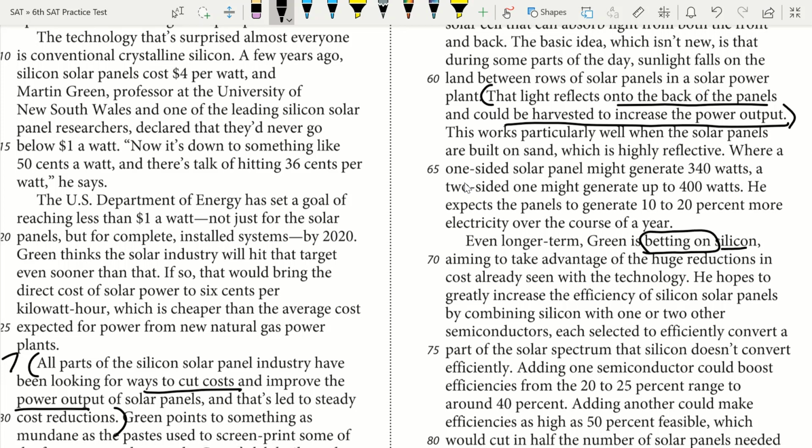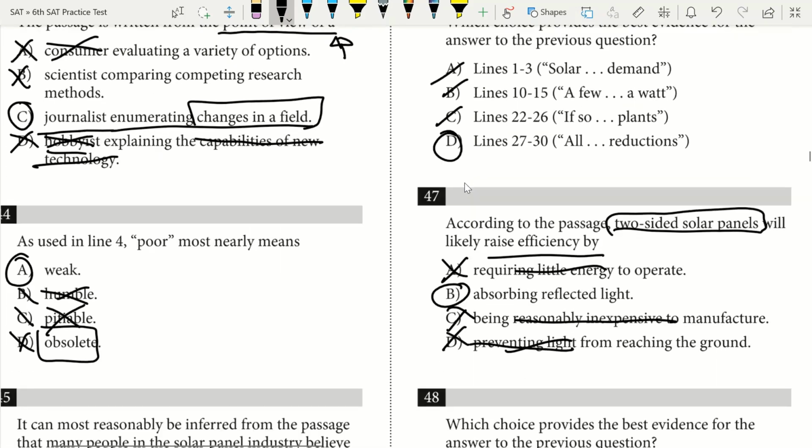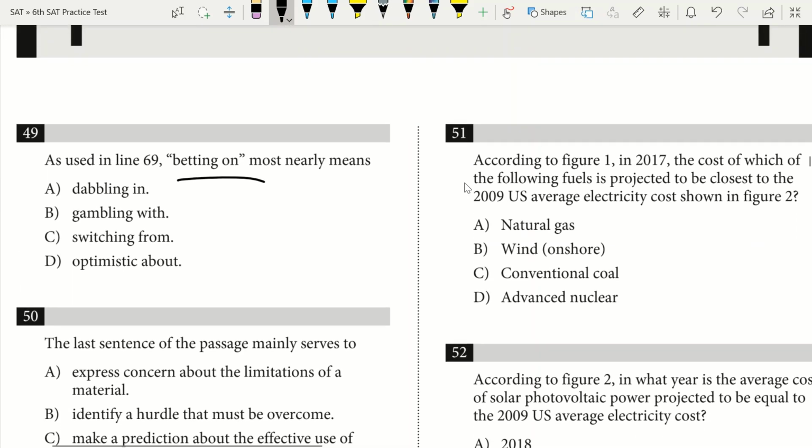"Green is betting on silicon, aiming to take advantage of the huge reductions in cost already seen with the technology." Okay, Green betting on silicon here basically means he's counting on silicon or relying on silicon or thinks it's going to be a positive thing, right? He's very, very optimistic about it. So anything where it says he's optimistic about it or he's relying on silicon, counting on silicon, anything like that would be a great option.